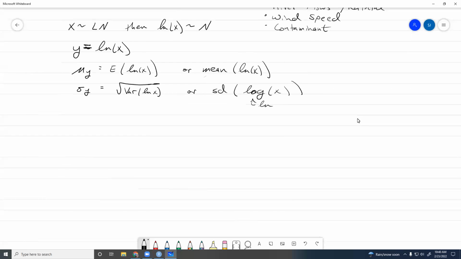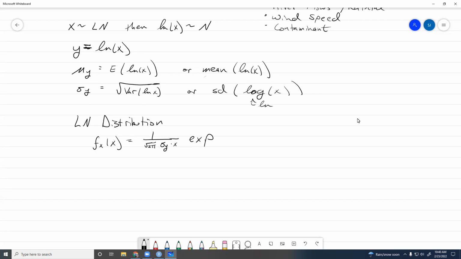So the log normal distribution looks like this. Very similar to the normal distribution, but just a little bit different. So sigma y times x. And this is where it can get confusing because we have x in there and we also have these parameters which are based on the natural log of x. And then e to the -1/2 times ln of x minus mu of y, all over sigma y, squared. Very similar to the normal distribution, but we've got terms of x and terms of y, where y is ln of x.